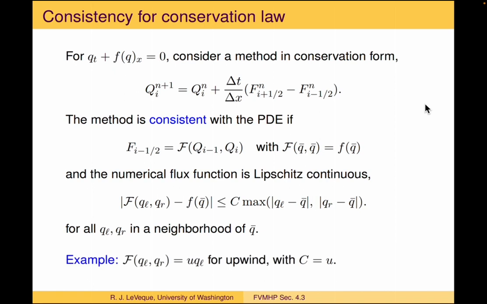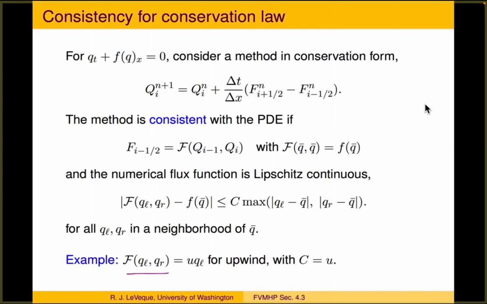As a simple example, if we look at the upwind method for the advection equation, when u is positive, then the numerical flux function is simply u times the value of Q to the left of the interface. So script F of Q_L, Q_R is u times Q_L. And that function, of course, if we plug in the same value Q bar twice, will just be u times Q bar, which is in fact f of Q bar. So it satisfies that. And if you look at the Lipschitz continuity condition, it's satisfied if we choose the constant C to just be u, which is a constant in the advection equation we're looking at. So that's certainly a consistent flux.